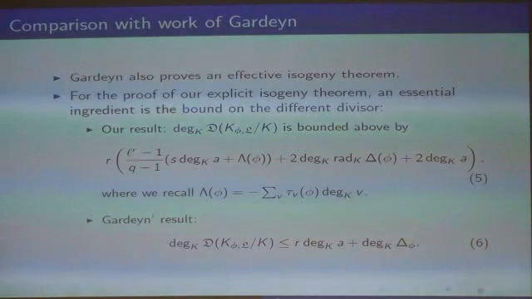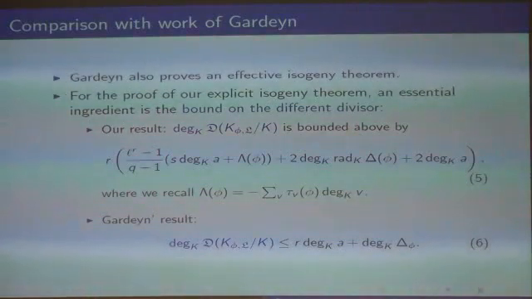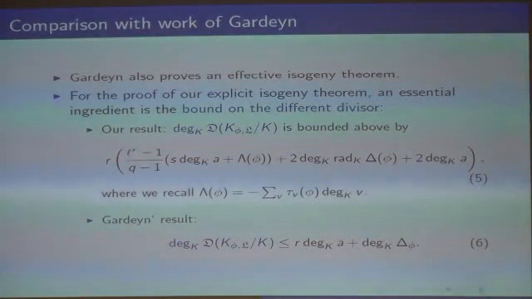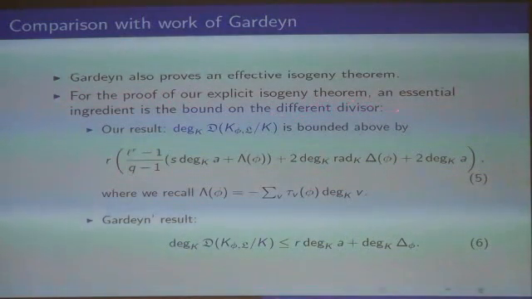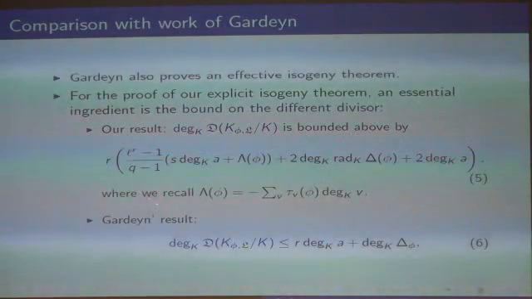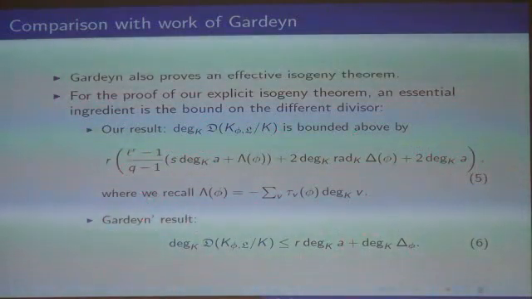Okay, so then Gardeyn also proves an explicit effect. Well, not exactly explicit, I want to say effective isogeny theorem. Then, as I mentioned before, what's the difference between his work and our work? For the explicit isogeny theorem, the major ingredient is how you can bound the different divisor. That's the hard part. In our case, we got the bound like this, and Gardeyn's result is this.